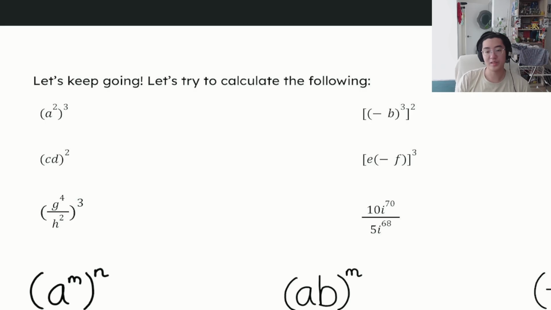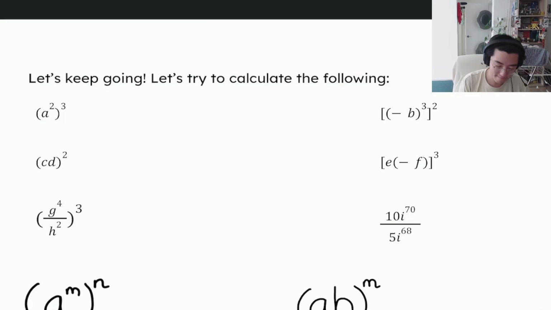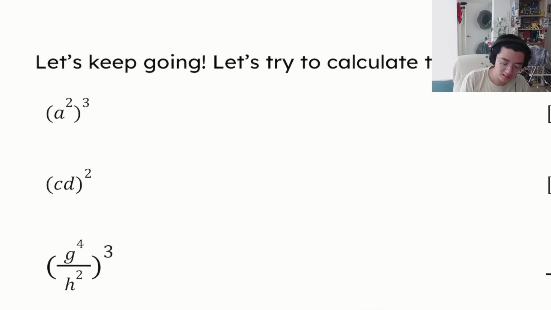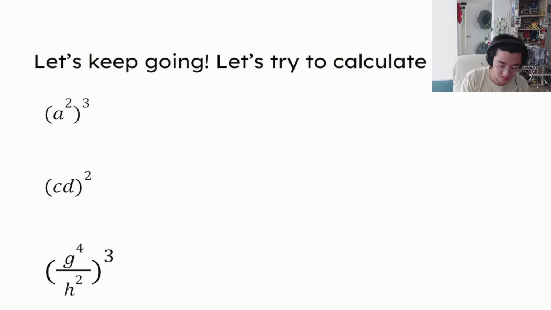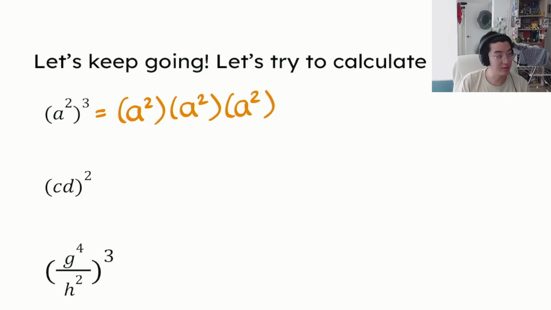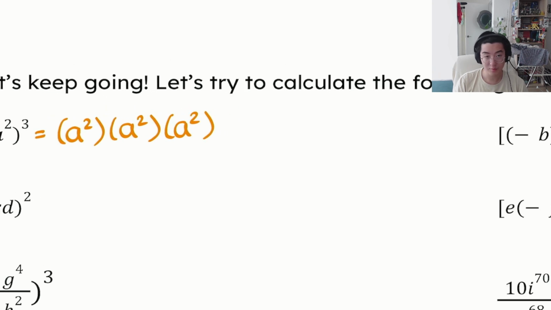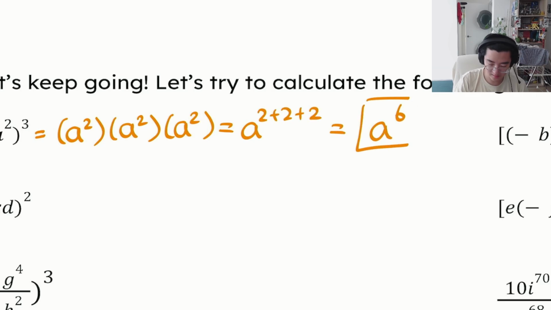Right, and what happens if we have an exponent of an exponent? Right, a squared to the power of 3. So let's lay it out. A squared to the power of 3 is just a squared multiplied by itself 3 times. So a squared times a squared times a squared. And whenever we multiply, we are adding the exponents up, like we mentioned before. So we get 2 plus 2 plus 2. So a is to the power of 6.